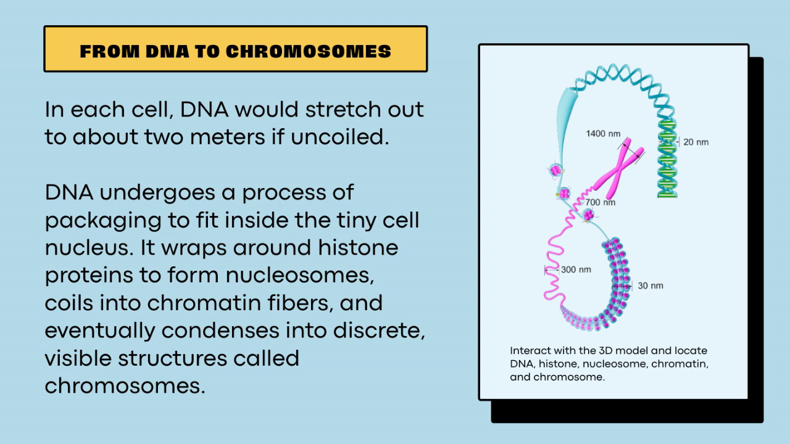Understanding this process, from DNA to chromosomes, is crucial because it shows how genetic information is organized and stored. It's a beautiful example of nature's efficiency, ensuring that all our genetic material is safely packed yet accessible when needed. So, as you move through the model, try to see these layers of organization and appreciate how they relate to the overall theme of genetic regulation and cellular function.